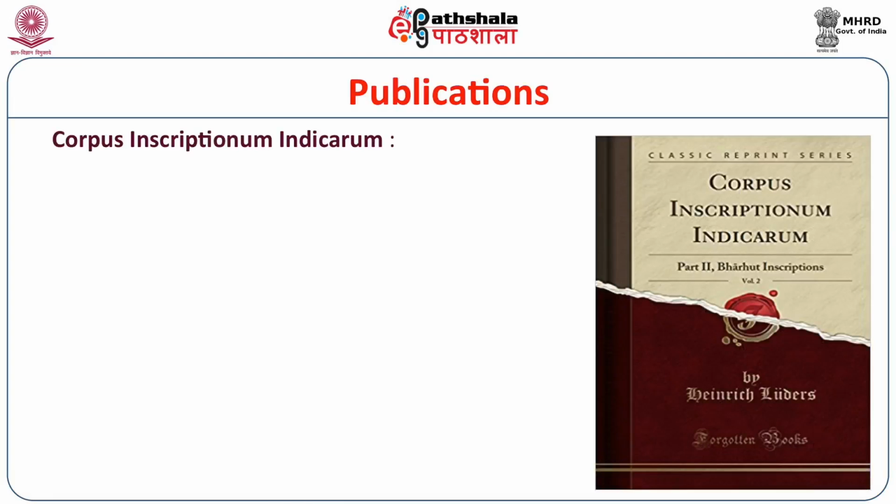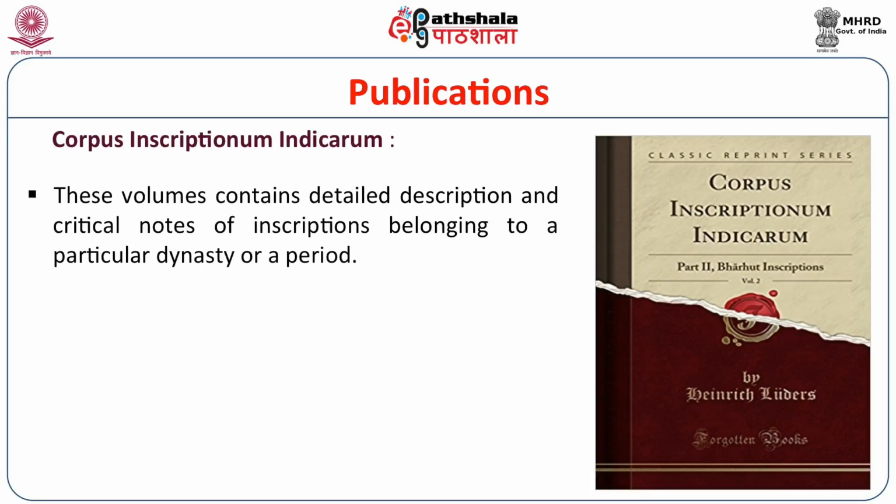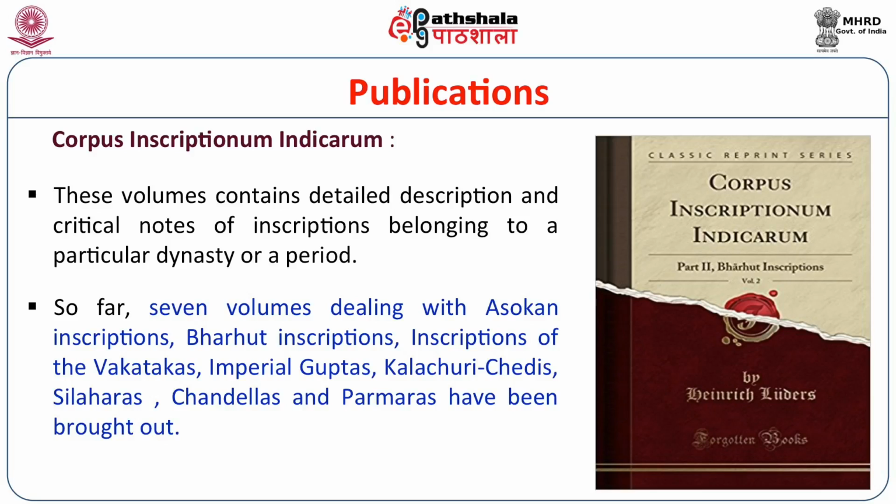Corpus Inscriptionum Indicarum is another publication of the Epigraphical Society of India, and these volumes contain detailed descriptions and critical notes of inscriptions belonging to a particular dynasty or period. So far, 7 volumes dealing with Asokan inscriptions, Bharhut inscriptions, inscriptions of the Vakatakas, Imperial Guptas, Kalachuris, Chedis, Silaharas, Chandellas and Paramaras have been brought out.